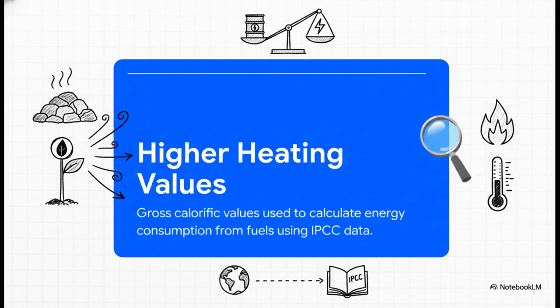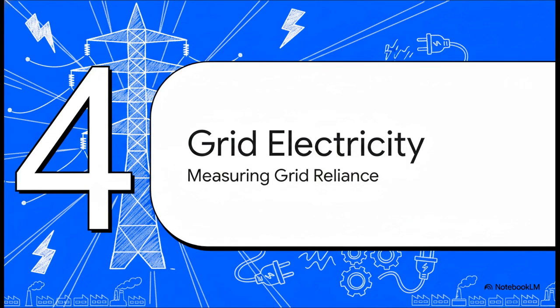No matter how good you think your napkin math is, there's no way. You must use the formal HHV standard to convert that raw fuel into a completely accurate energy measurement. Okay, Section 4, grid electricity, measuring grid reliance.